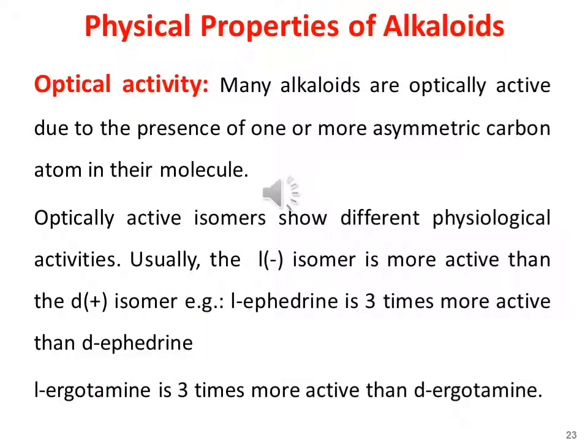If we talk about the optical activity of alkaloids, then many alkaloids are optically active due to the presence of one or more asymmetric or chiral carbon atoms in their molecule. Optically active isomers show different physiological activities. Usually the levorotatory isomer is more active than the dextrorotatory isomer. For example, L-ephedrine, or levorotatory ephedrine, is 3 times more active than the dextrorotatory ephedrine. Similarly, L-ergotamine is 3 times more active than D-ergotamine.